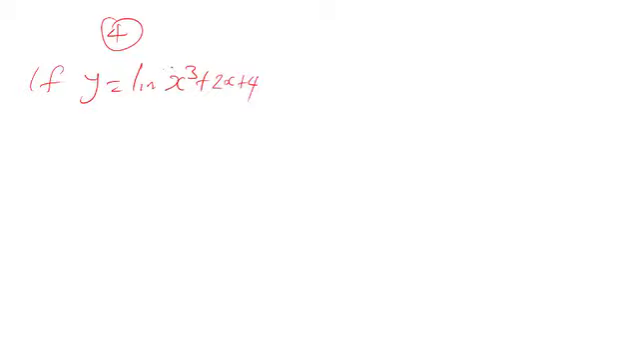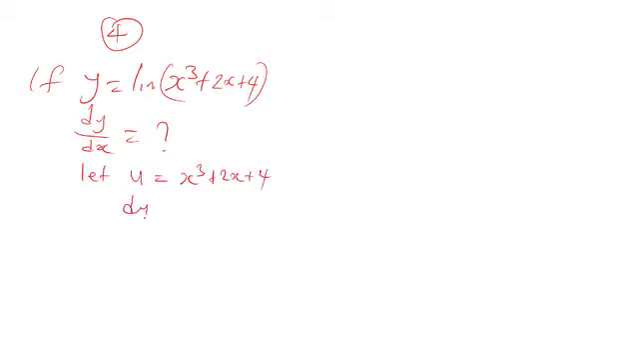Plus 4. What will be dy dx? Okay, remember our rule. The first thing we have to do is to make it simple by saying let u equals x³ plus 2x plus 4. So our du dx becomes 3x plus 2, and dy du becomes, since y becomes ln u, dy du becomes 1 over u.